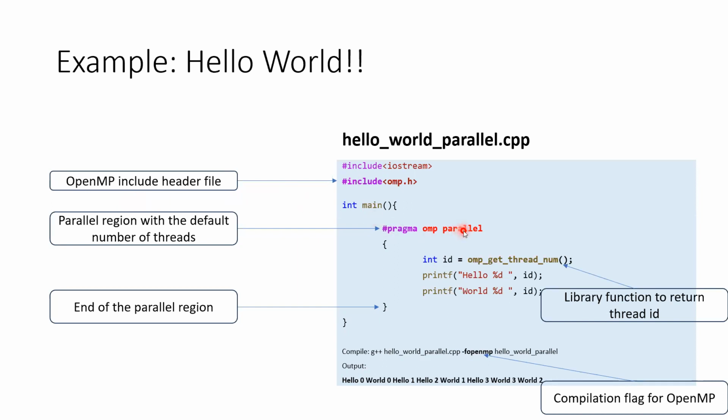Hash pragma parallel is a parallel construct which defines a parallel region. Whenever we use the parallel construct, whatever is included in these two braces becomes a parallel region. Within that region, multiple threads get created. Multiple threads enter this region and execute each of these statements in parallel. This function call, which is a library function call, returns the thread ID, omp_get_thread_num basically.